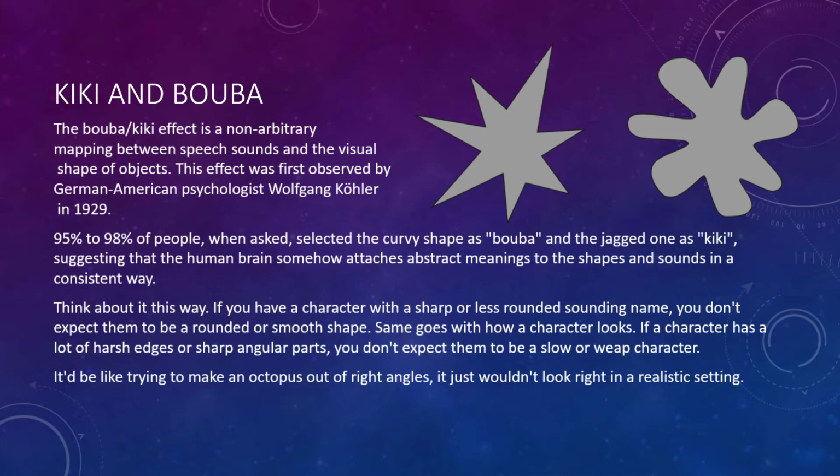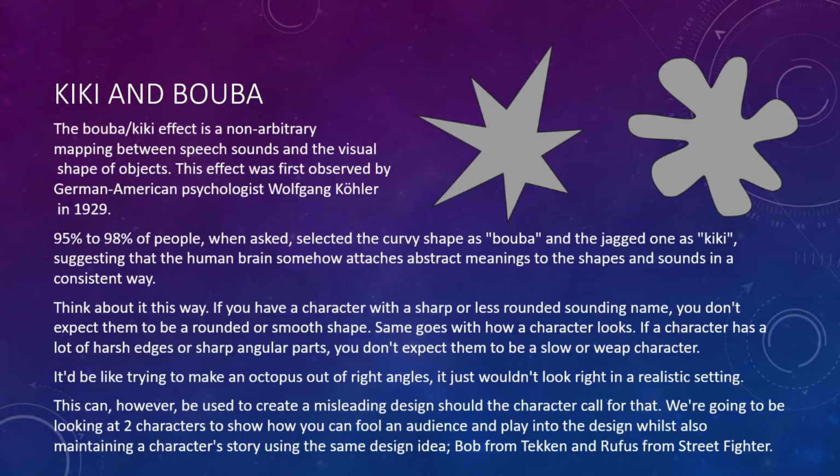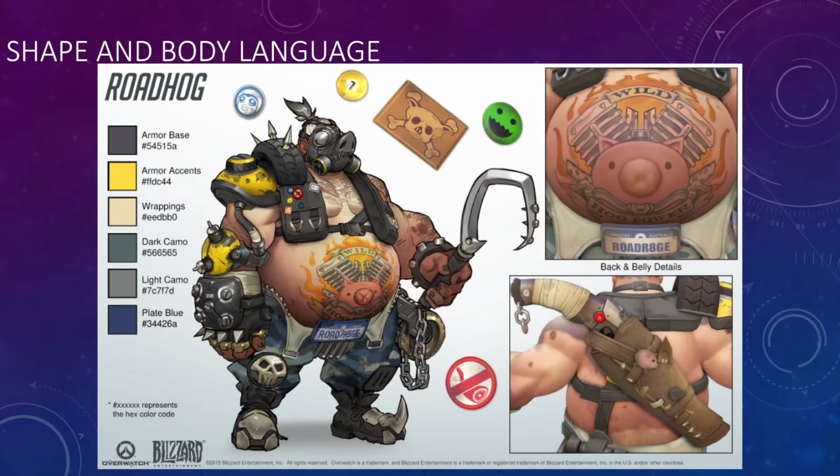So it'd be like trying to make an octopus out of right angles. It just wouldn't look right. So, for example, I love the design of Roadhog, going back to Overwatch, because the majority of his body language is circles. Obviously, his stomach is a circle, his head's a circle, he's got circles here, tires. It calls back to the fact that he and Junkrat are scavengers. Even his boots have curves here. He's got cylinders everywhere. It's all just a lot of circles.